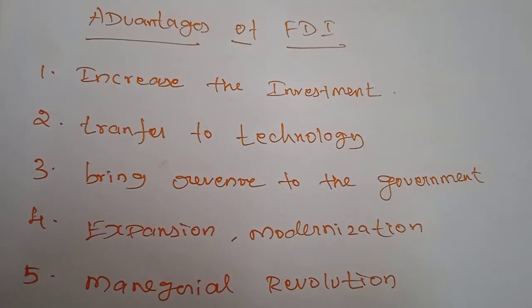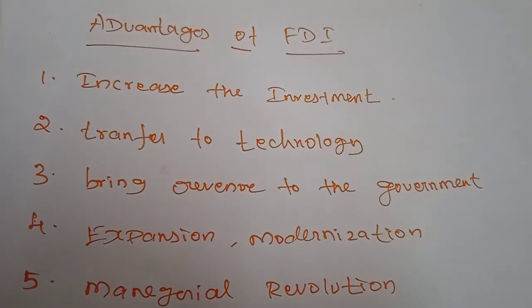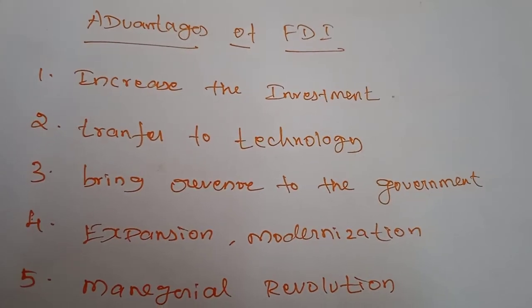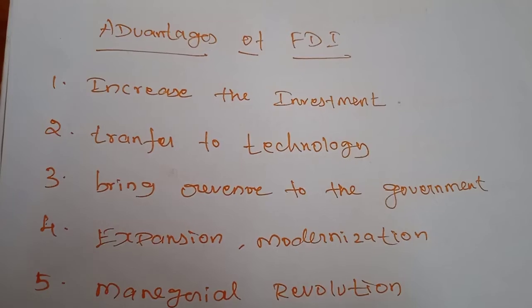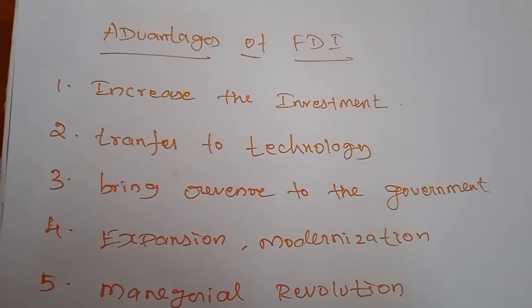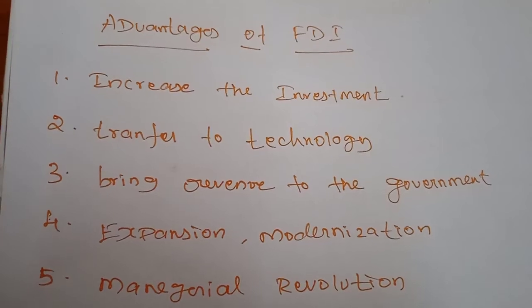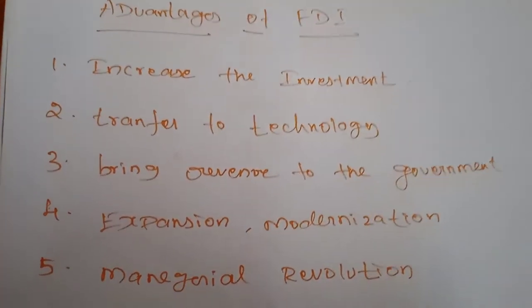Many of the developed nations are able to transfer their advanced technology to developing and underdeveloped countries only if you allow foreign direct investment, because the foreigners will also increase the productivity or the size of production in the host countries and branch countries. So if they allow the technology, it is possible.